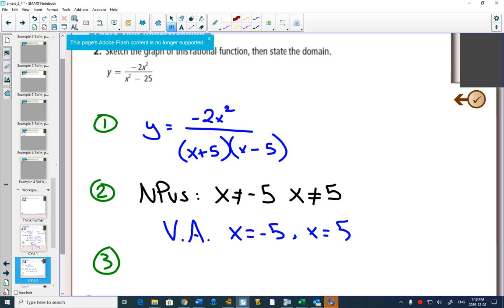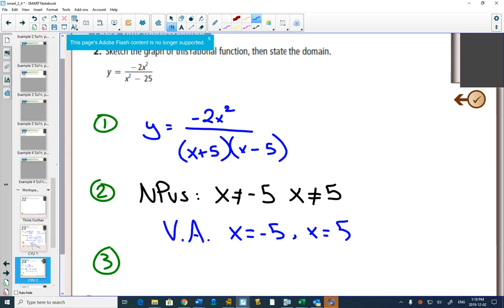Decide if we have horizontal asymptotes or oblique asymptotes. Now, nothing simplified, so we're still using the original equation. In example 1, something simplified, then you look at your simplified equation from now on. And last time that simplified equation was a line, which you already know how to graph, so you didn't have to do steps 3 and 4.